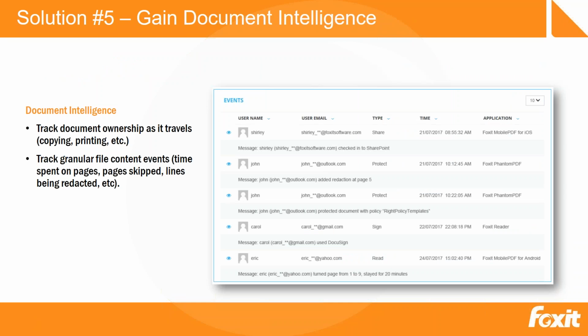Also, as you're sharing documents, it would be great to see what the reader is doing with your document, right? So here you can see who's doing what. Are they copying? Are they printing? You can see here that Shirley shared the file. Somebody protected it with probably RMS. You can see that somebody signed it with DocuSign. So you can get insight into what your reader is doing. This is important as you're trying to optimize your document, and also for security.